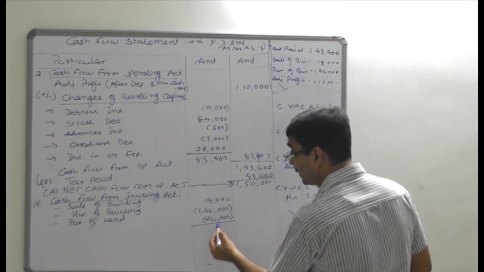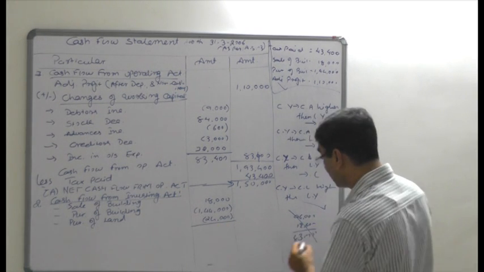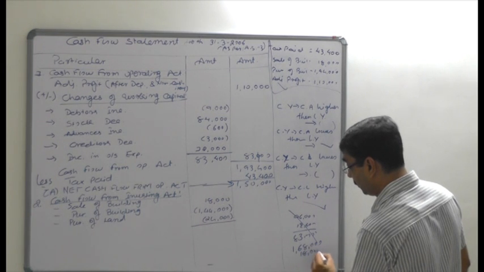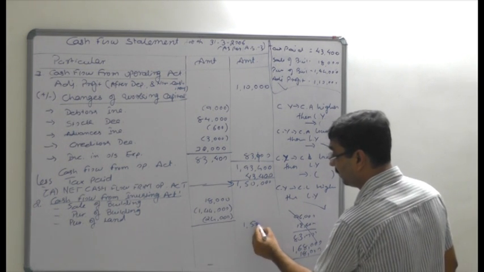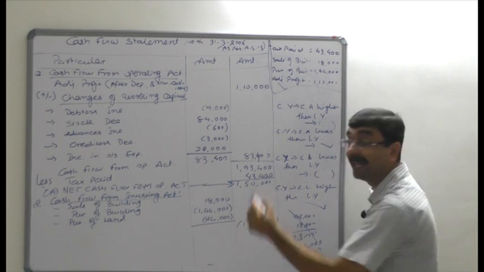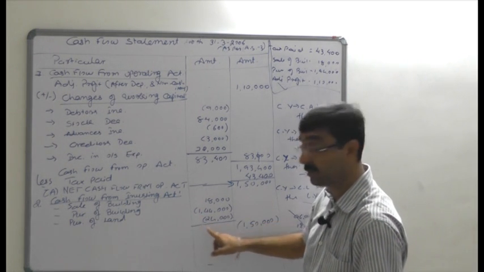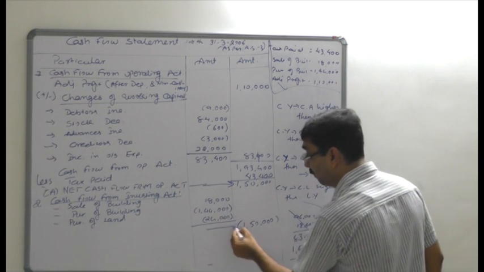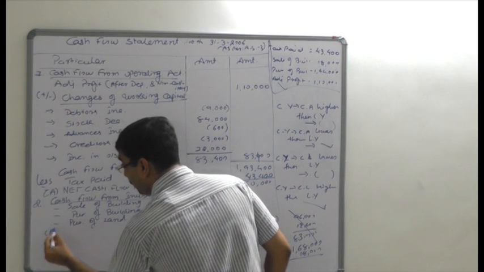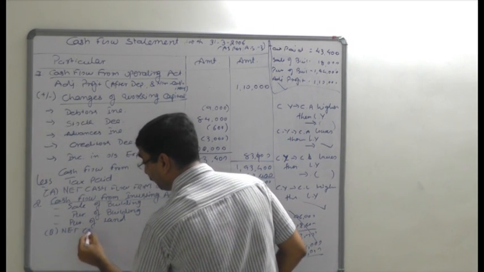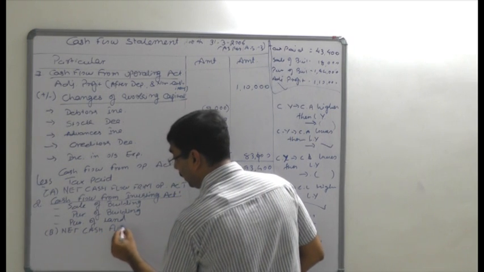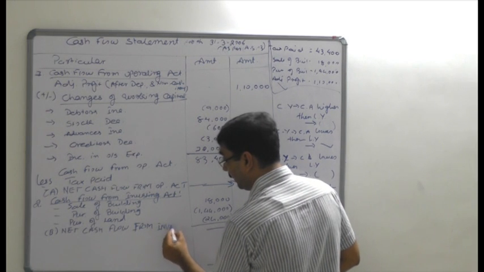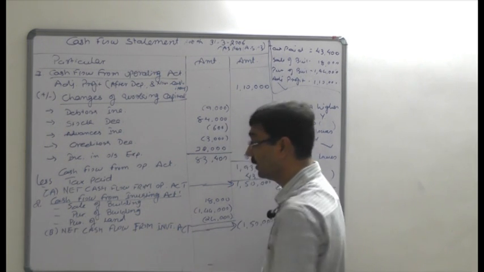We will find out the balance. The total negative amount comes to 1,68,000, and 18,000 is the positive amount. So the balance is 1,50,000, and this balance is negative because the negative amount is more than the positive amount, and that's why the 1,50,000 rupees is going to be written in the bracket. That is your answer B, net cash flow from investing activity. So this is your answer B.